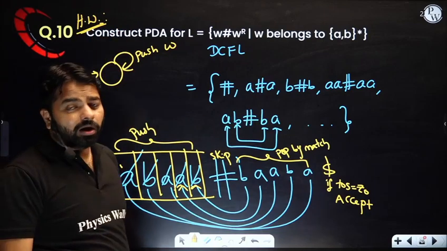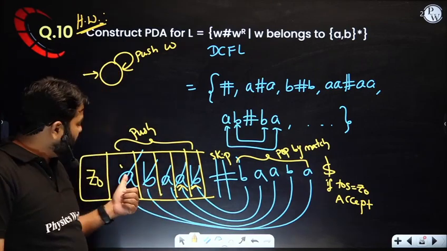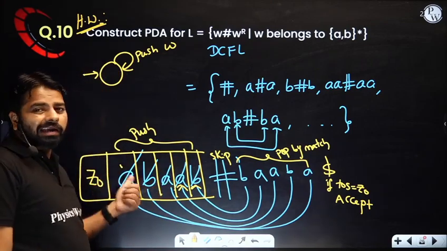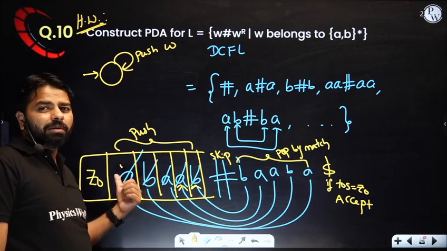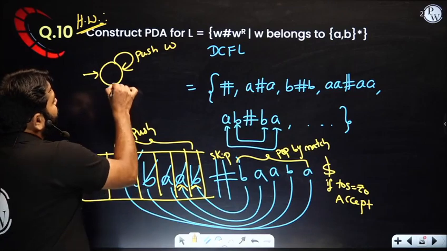How do you push w? I have already spoken everything, like every combination: a comma z naught, b comma z naught, a comma a, b comma b, a comma b, b comma a. All of them you push. How long? Till you get ash.